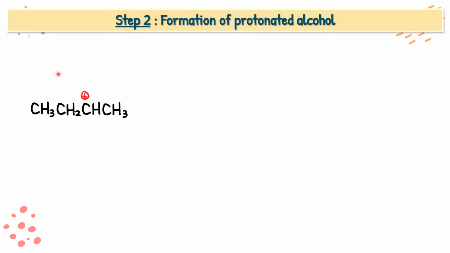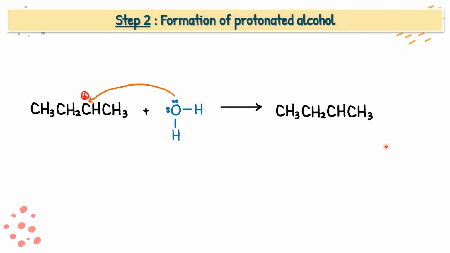So kita lukis balik kita punya carbocation tadi dan kita akan reactkan kali ini dengan water molecule. So as you can see over here, the oxygen is a nucleophile. It has extra electrons. Okay, lone pair dekat sini. And this is our electrophile, the carbocation. So the nucleophile akan pergi attack the electrophile over here. So kita akan lukis arrow daripada lone pair kepada carbon. As a result, we're going to get our protonated alcohol.